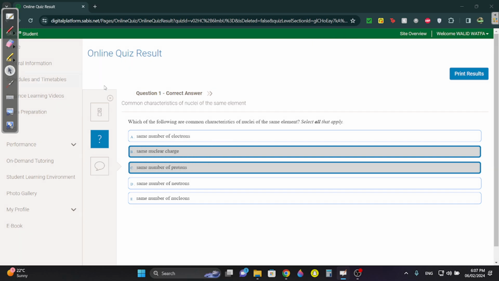All atoms have the same amount of protons. They always have the same nuclear charge. Do they have the same number of electrons? Of course not. Same number of neutrons? No. Same number of nucleons? Nucleons means neutrons and protons.